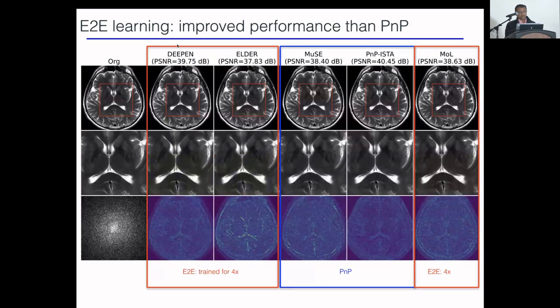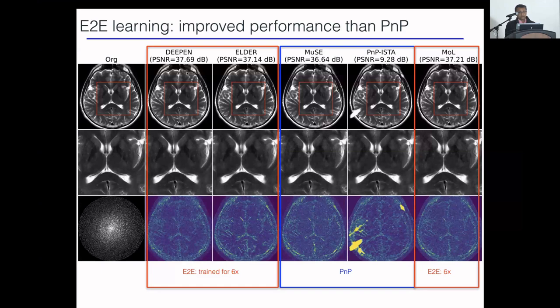So here is the DEEPEN method. The DEEPEN method is the end-to-end trained energy model. And this gives you a really good PSNR, even better than end-to-end trained methods. And these are the previous MuSE results. You can see that you get about a 1.5 dB improvement by using this end-to-end training. And again, this is at an even higher acceleration, so it holds up even at higher accelerations.